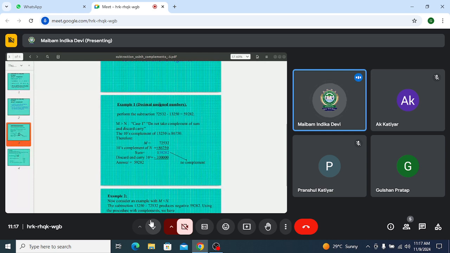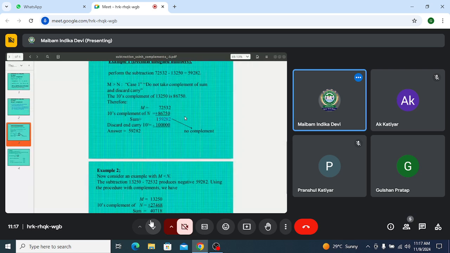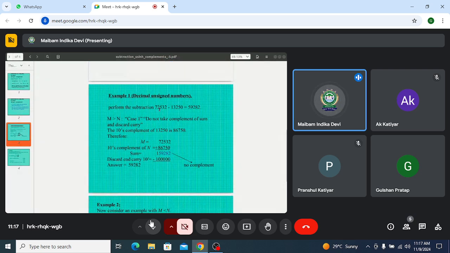Now, if it is a decimal number and you are going to subtract these two numbers, here again you check whether the number of digits is the same or not. This is m minus n, with the subtrahend n. Here we have 5 digits and 4 digits. In case they are different, you need to add a 0 to the left-hand side.